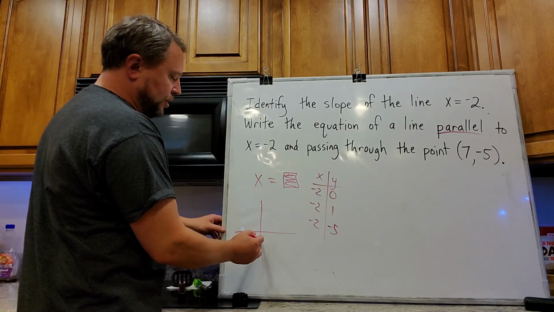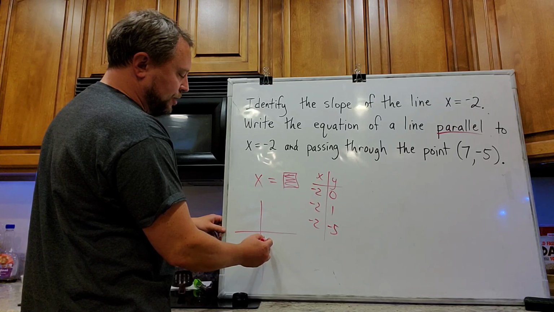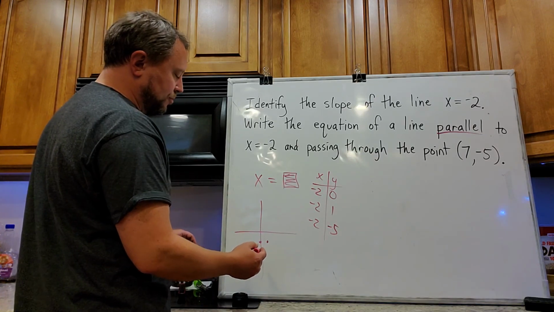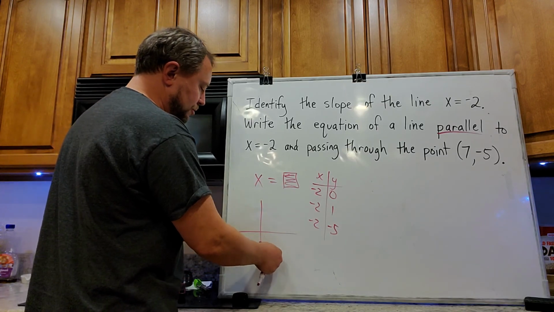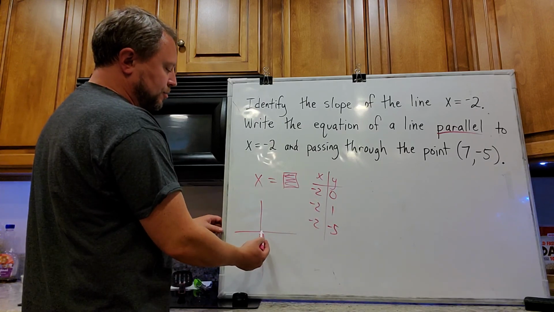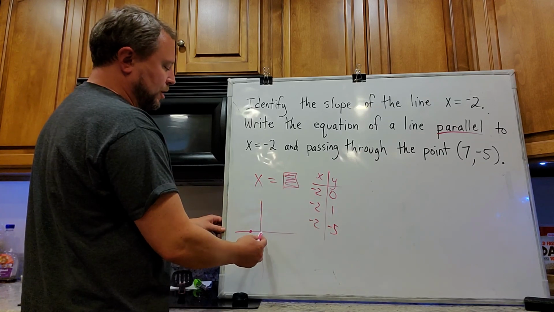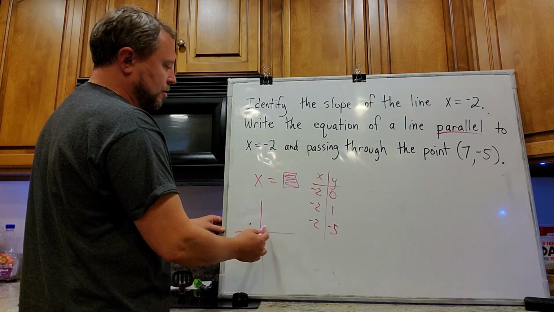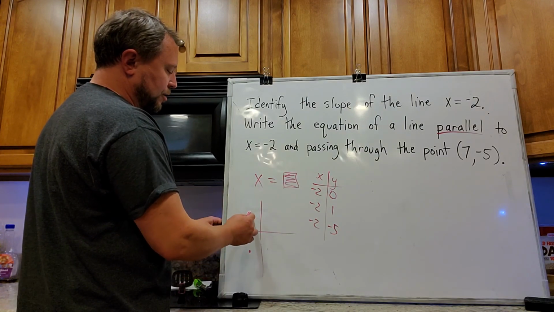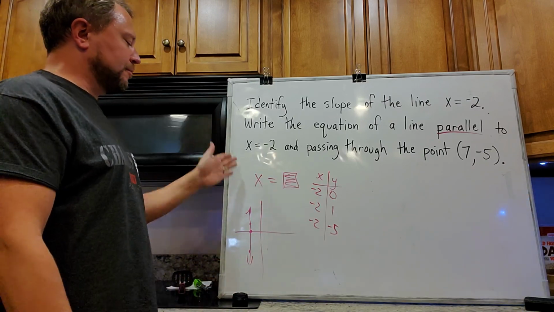-2, 0 would be like down in here. -2, 1 would be right there. -2, -5. Oops. What am I doing? Let me start over on that. Negative 2, 0 would be over here. Negative 2, 1 would be up here. Negative 2, 5, negative 2, negative 5 would be down here. So you can see it's going to make a nice perfectly vertical line.